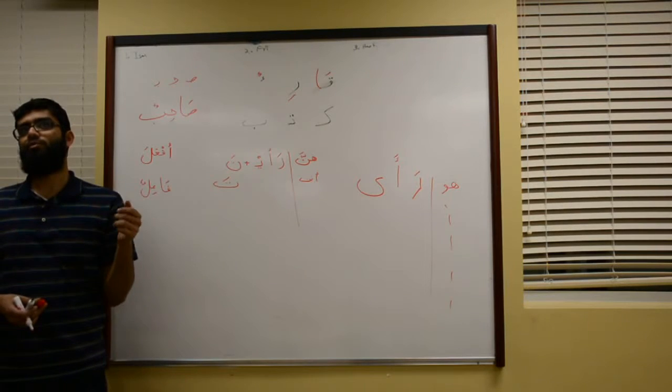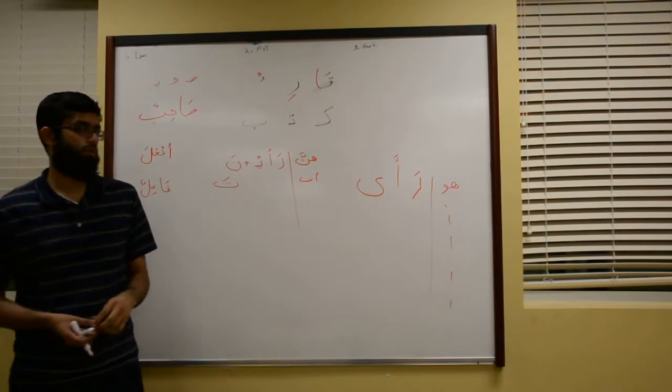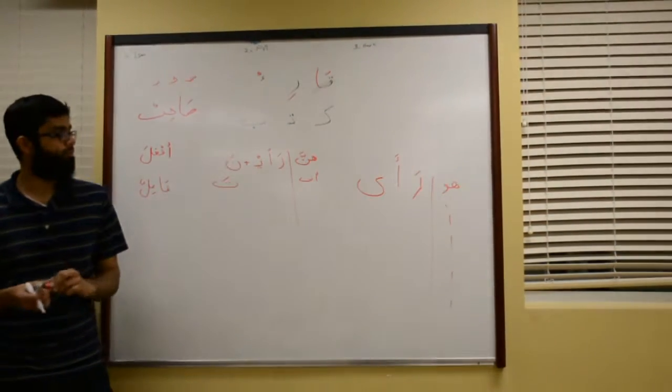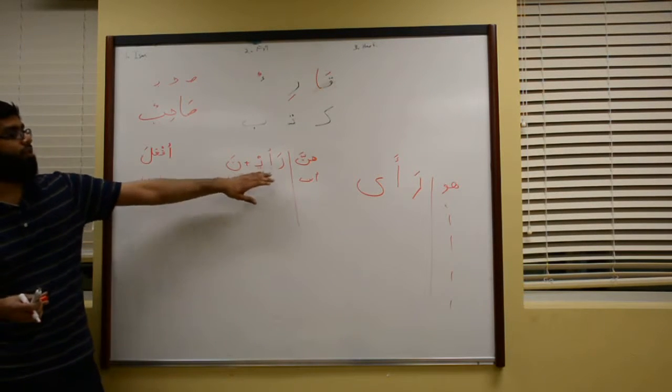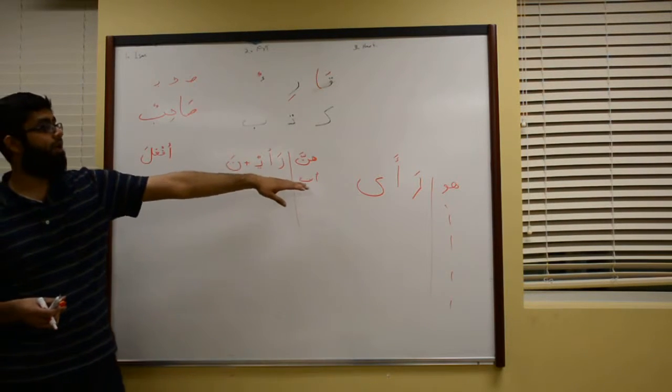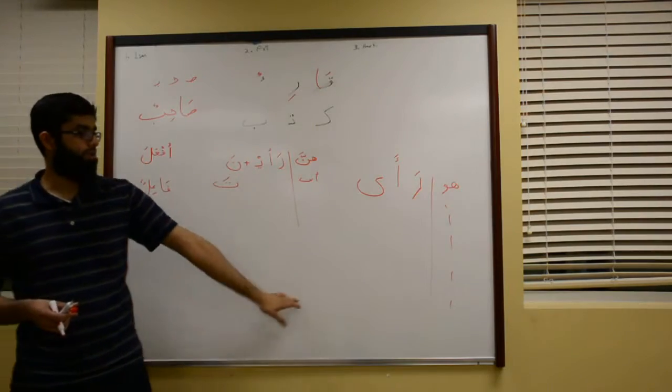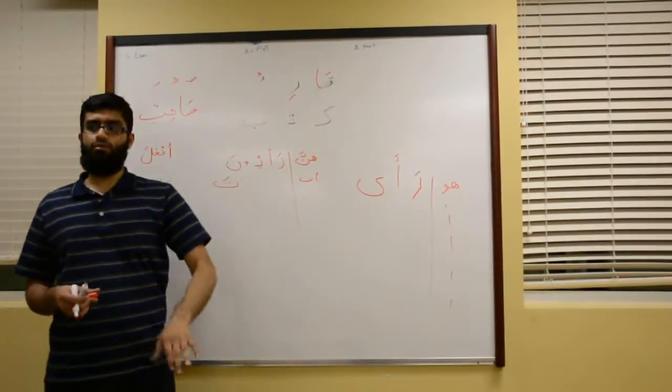Ara'ayta alladhi yukadhibu bid-din, the day of judgment. The one who denies the reckoning. Okay? So you can do ra'a for all of them except the 4 that we haven't done. So we're going to get to that later.